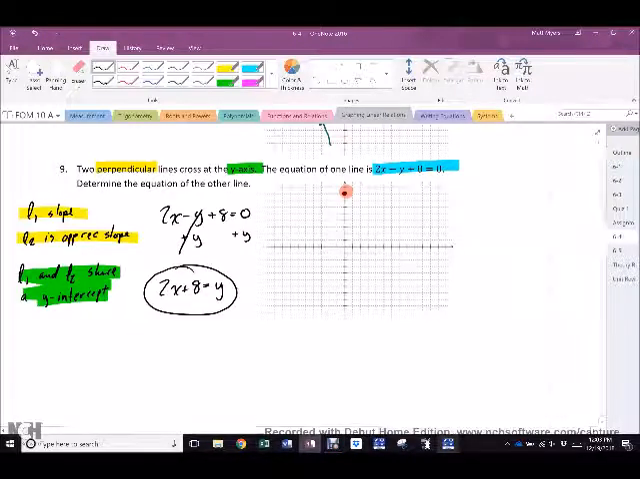Because that's not a line right now, it's just a point. How do I graph it? With the slope. What's the slope? 2 over 1. So graph it. Where do I go from there? If I go up 2, what happens? I'm off the graph. Should I go off the graph? No.